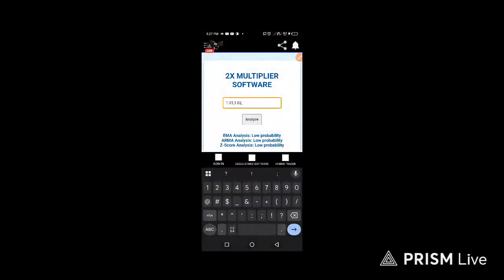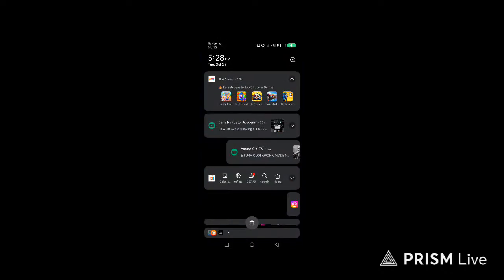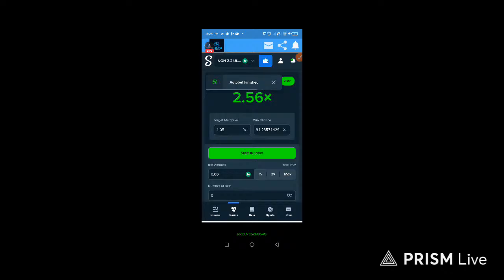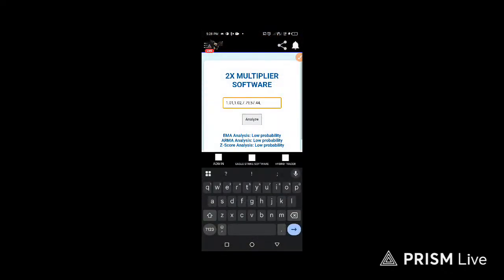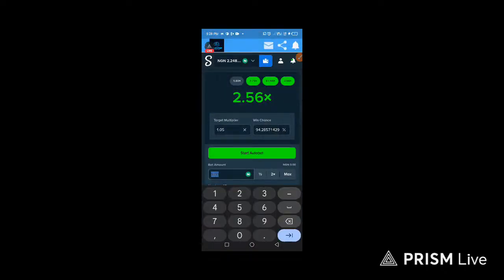So 1.79, 57.44. Then we have, it's already getting slower again. What's happening? 2.56, 12.56. Alright, so that's the higher probability of buying.